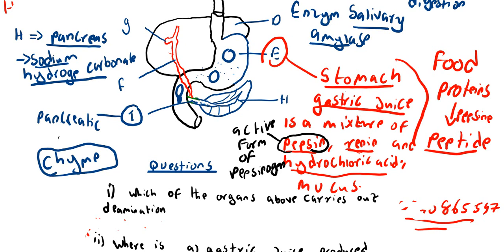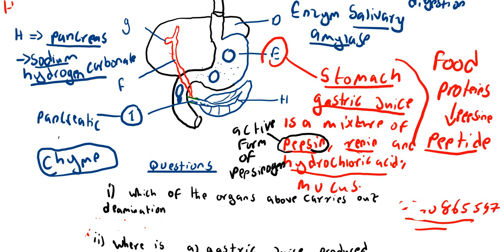But now it's going into an environment where, for the enzymes to work best in the duodenum, the environment has to be alkaline. That's the reason why in pancreatic juice you're going to find sodium hydrogen carbonate. This one neutralizes the acidic chyme to alkaline. That's one of the things that you're supposed to know.